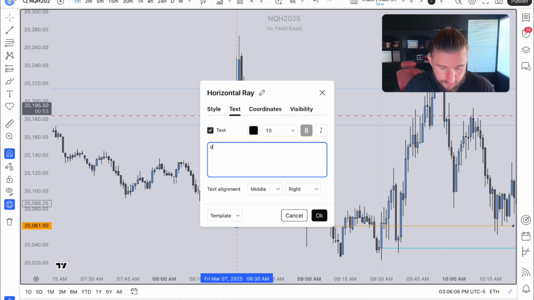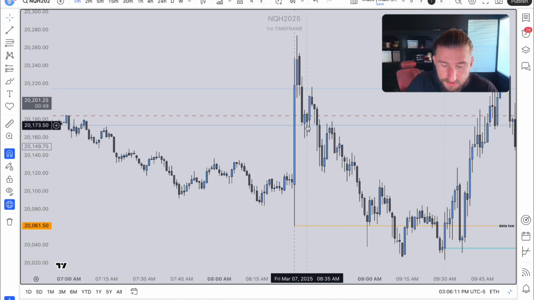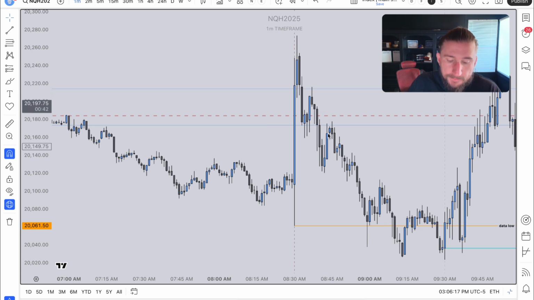Data low. That's what we get with that wick. So what we did today on stream, we watched this initial reaction. We saw how, right off the bat, it wanted to hold VWAP. It wanted to hold midnight open, but then it just rallied into the top of the new day opening gap.